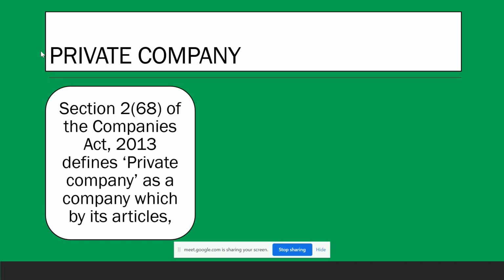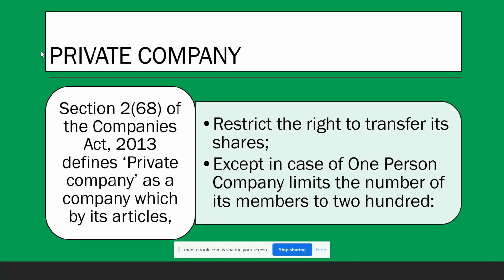Section 2, subclause 68 of the Companies Act 2013 defines a private company as a company which by its articles restricts the right to transfer its shares, except in the case of a one-person company, if the number of its members is 200. So basically, in the case of a private company, the transferability of shares is not so easy. It can be done only with proper process. So it restricts its right to transfer its shares.